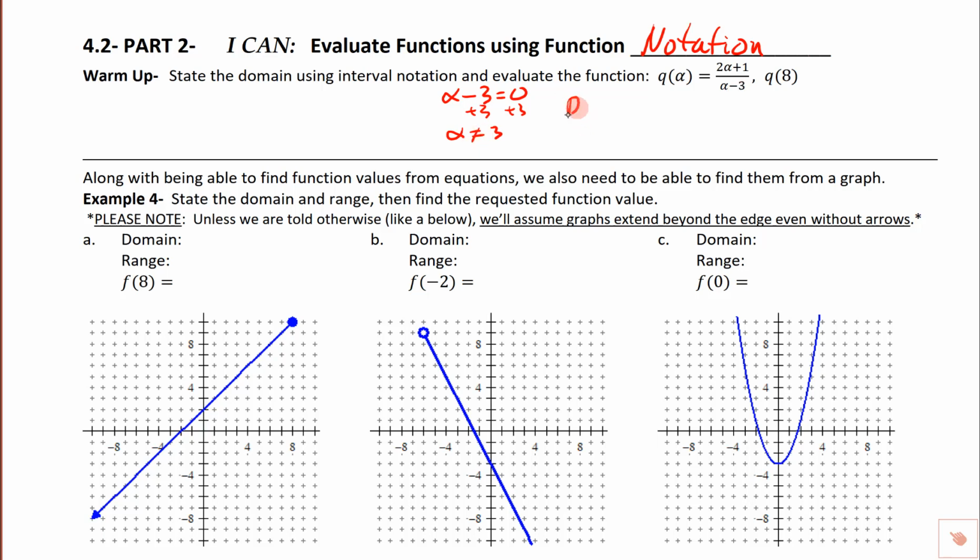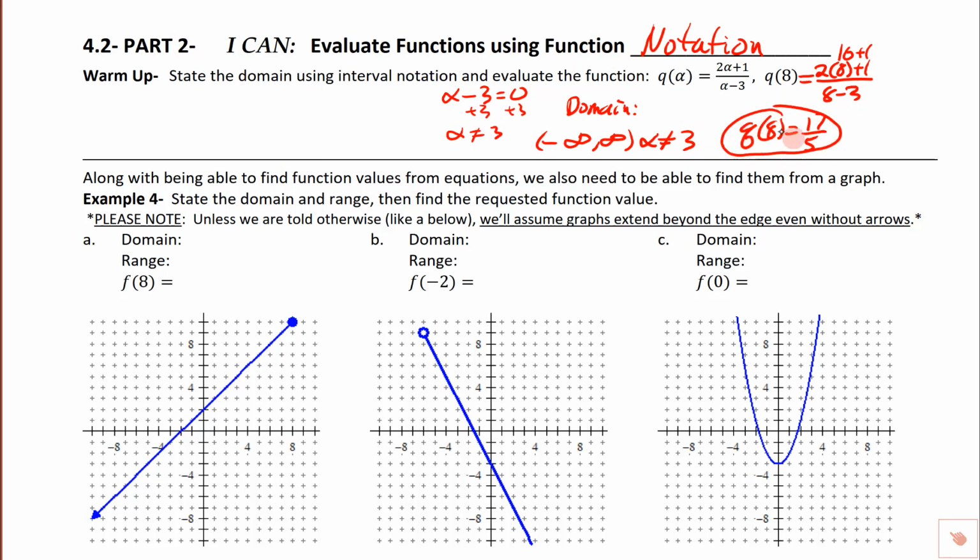So here's what we're going to say for the domain. The domain on this one is from negative infinity to infinity, and I realize that symbol's kind of funky looking, except for alpha not equal to 3. There's the domain. Now, if we want to find Q of 8, we plug this in. Wherever there's an alpha, we put an 8. So this is 2 times 8 plus 1, over 8 minus 3. So Q of 8 equals 2 times 8, that's 16 plus 1, so 17 over 8 minus 3, that's 5.